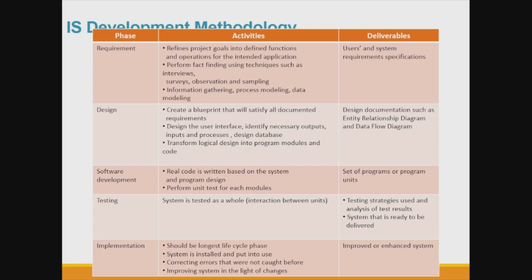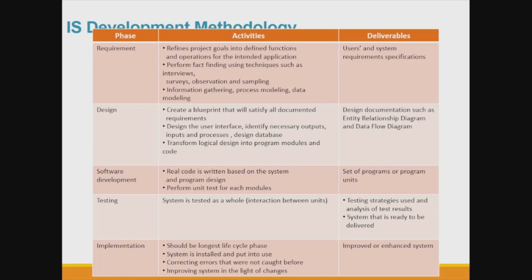So based on this design, you will continue with the software development. So real code is written based on the system and the program design at the previous piece. Okay, and then the output here is the program itself. And then after you are done with the program, you can continue with the testing part. So the system is tested as a whole, means you need to integrate all the modules that you have created in order, and then do the functionality test.